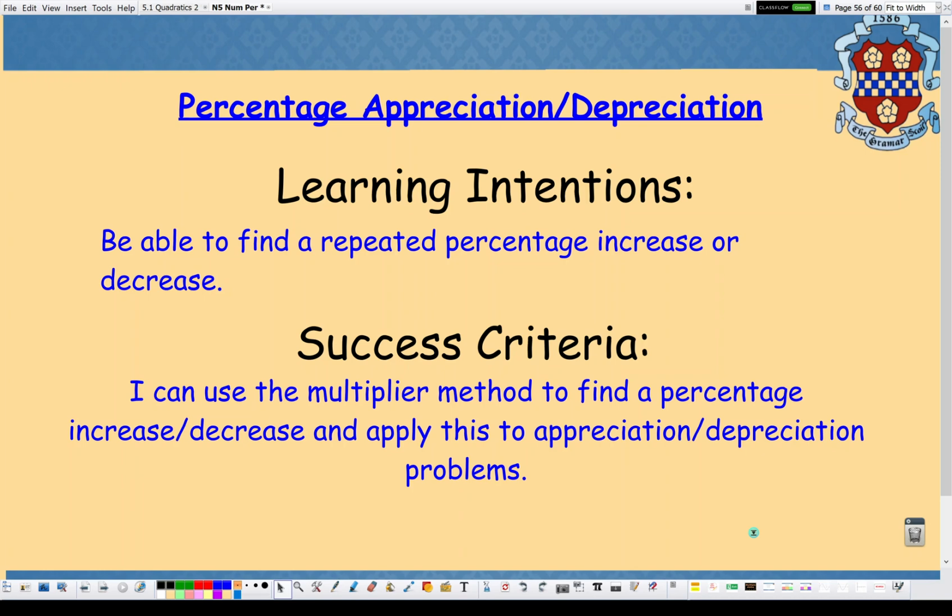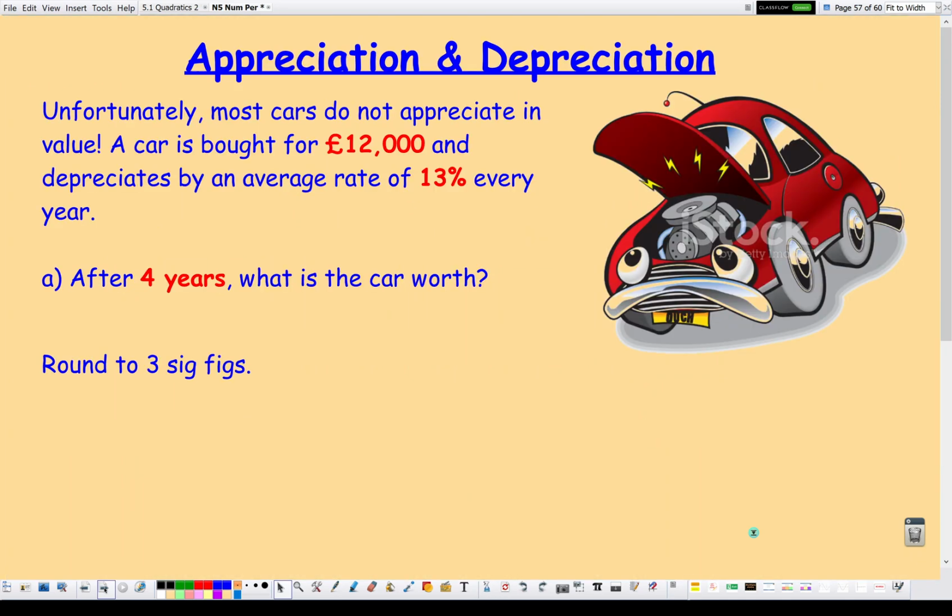Okay, so this is percentage appreciation, depreciation, just some more practice using this skill of calculating a repeated percentage change with a mixture of increase and decrease. So the first example we're going to look at is this one. Unfortunately, unlike the vintage cars that we've seen before, most cars do not appreciate in value, they actually go down in value, as I'm sure you're aware.